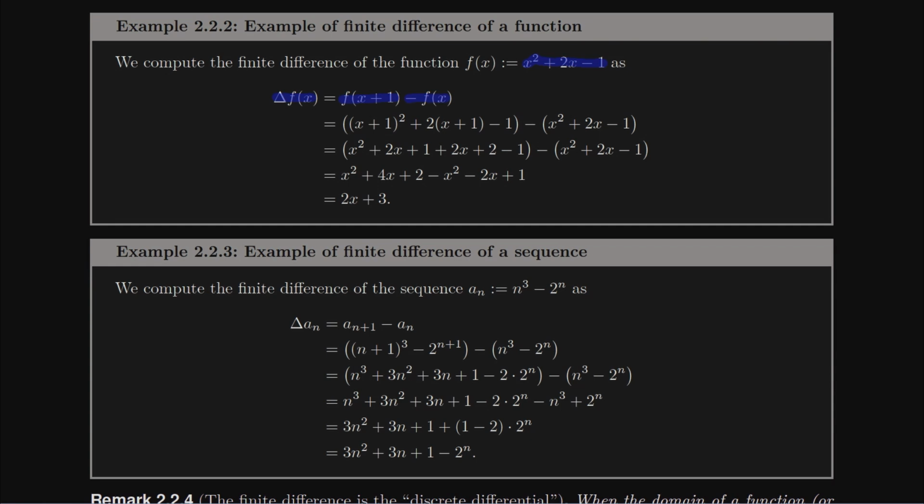So we're going to evaluate f on this argument x plus 1, which means all of the x's that show up in f, I'm going to replace with x plus 1. And so we're looking at x plus 1 squared plus 2 times x plus 1 minus 1. So that's me evaluating the function on x plus 1. I'm going to subtract the function evaluated just on x, which is itself.